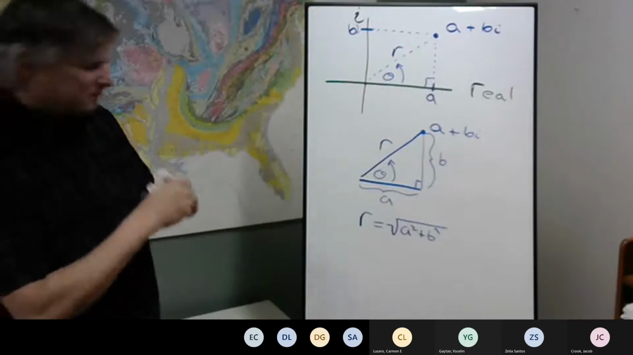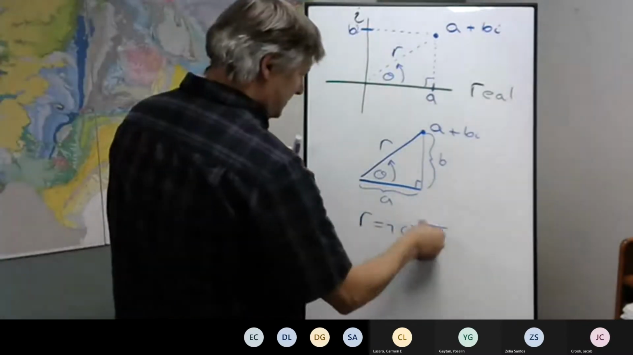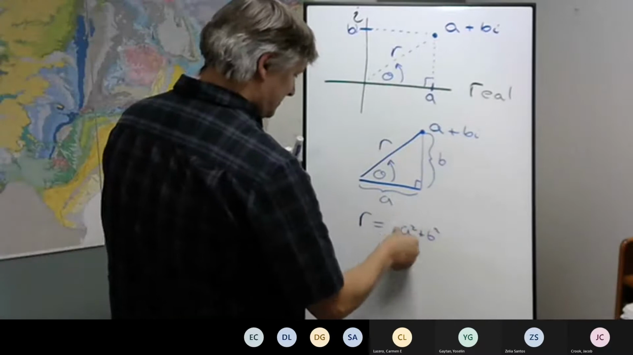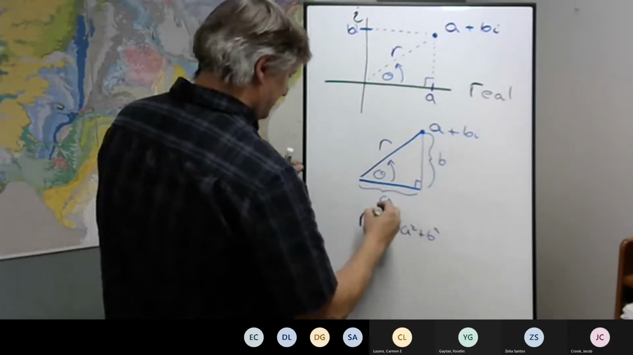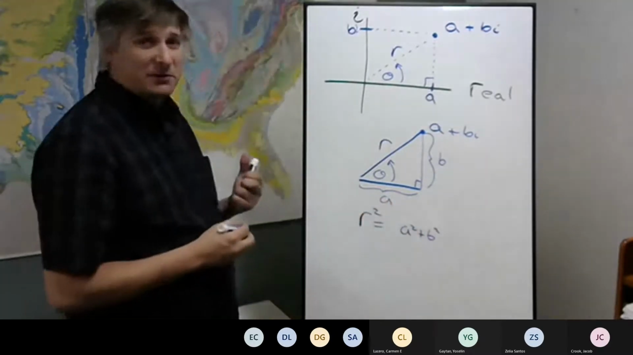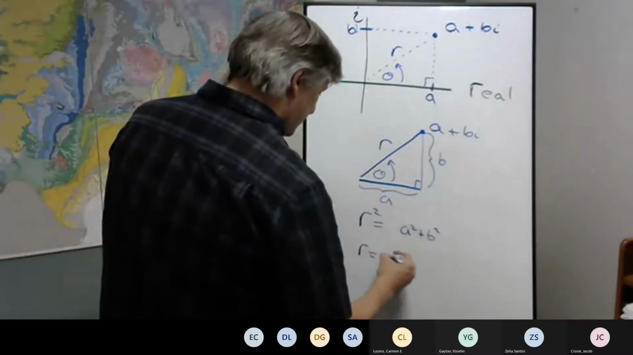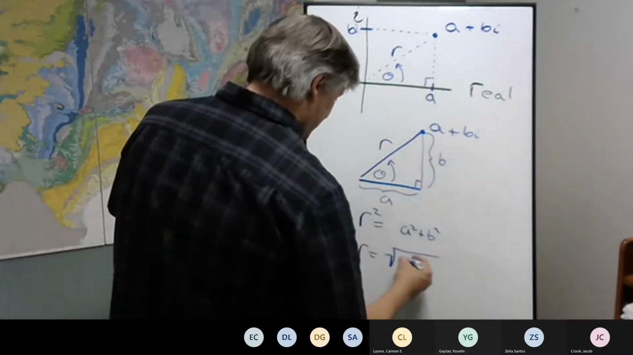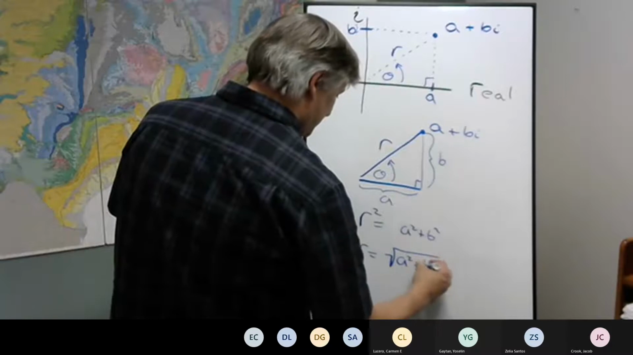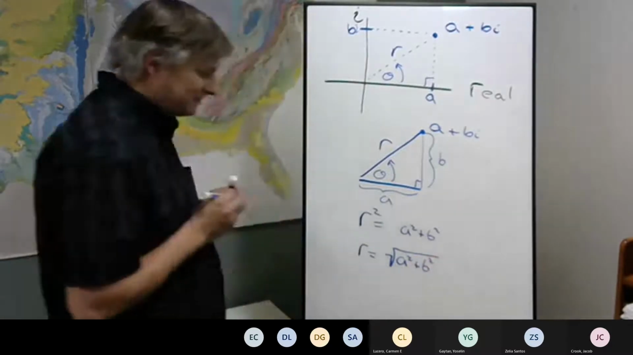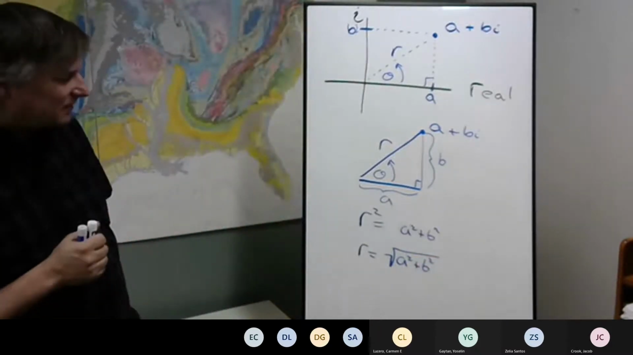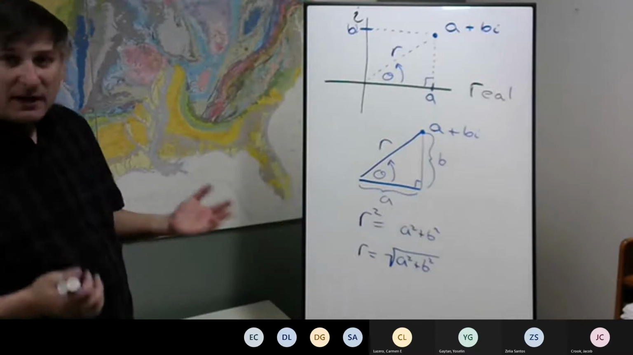Let me not go quite so fast. That's the familiar Pythagorean theorem. And then we solve for r, and we're going to keep the positive value, because this time we are talking about a distance. So, we've got that.